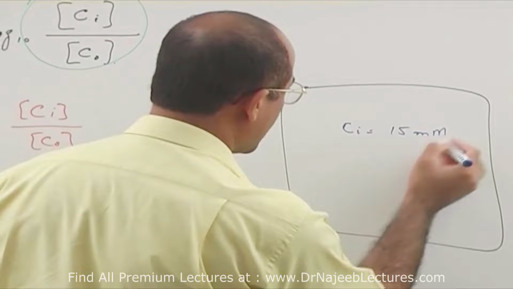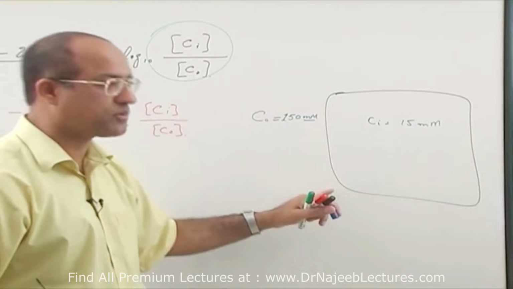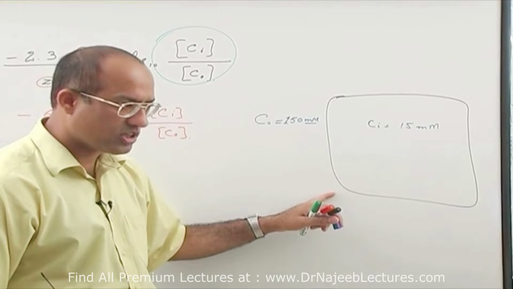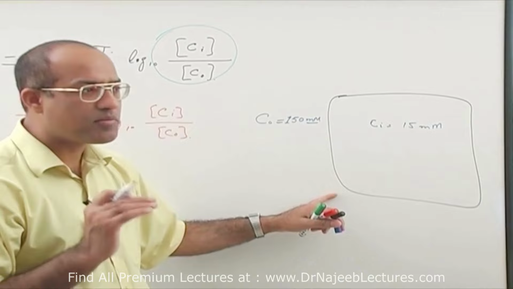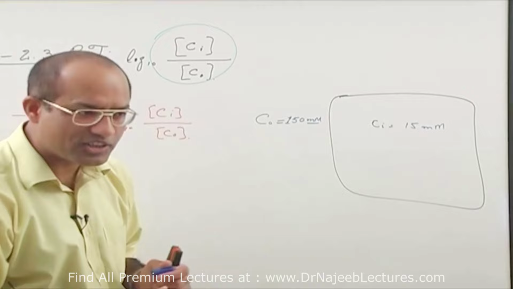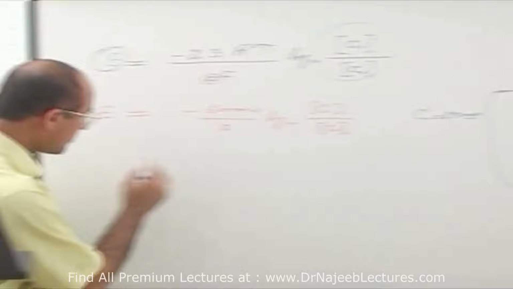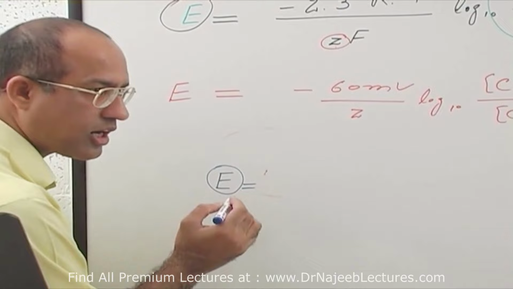Now, if this is the concentration of sodium ion outside and this is the concentration of sodium ion inside, and if the membrane is permeable to sodium, normally membranes are not permeable to sodium under resting conditions, but in excitable cells like neurons and muscles, when cell membranes are appropriately excited, suddenly sodium channels open and membranes become permeable to sodium. Then sodium is allowed to move down its electrochemical gradient, and the membrane will develop an equilibrium potential depending upon the values related with sodium.